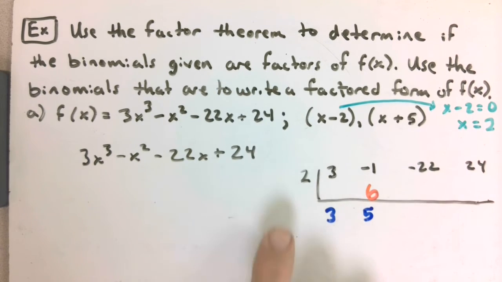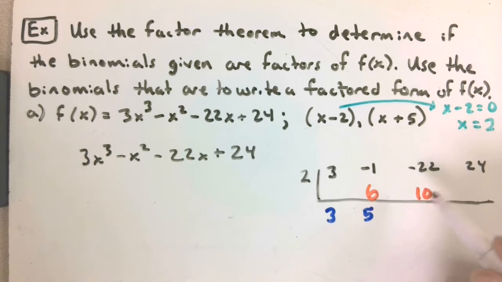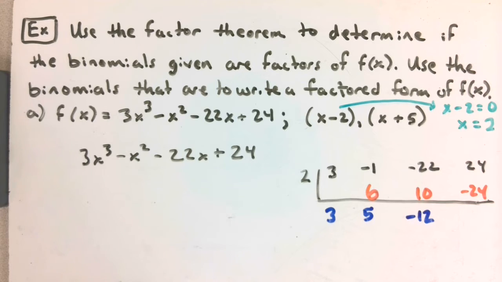I just wrote a number in the bottom, so I'm going to multiply by that number in front again. 5 times 2 is 10, and I put that in the next column. This is a positive, so I'm going to do negative 22 plus 10, which gives me a negative 12. 2 times negative 12 is negative 24. I have a negative this time, so I'm going to do some subtraction, and 24 minus 24 is 0.